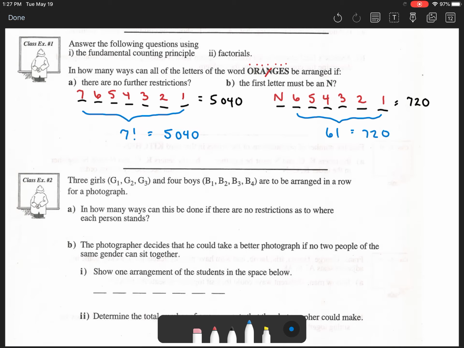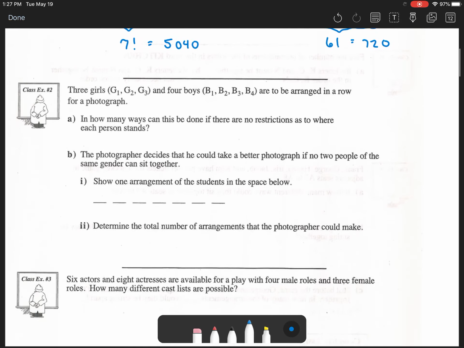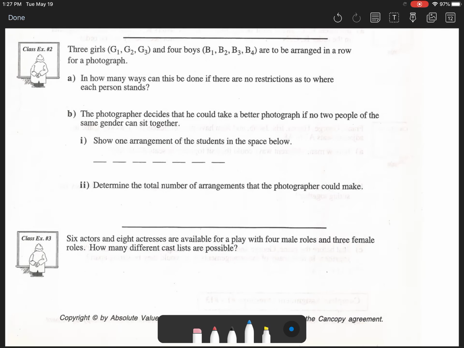So I've written the calculation out in both ways that they requested, the fundamental counting principle and using factorials. All right, next question. Class example 2. It says 3 girls, who they label as G1, G2, and G3, and 4 boys, B1, B2, B3, and B4, are to be arranged in a row for a photograph. In how many ways can this be done if there are no restrictions as to where each person stands?